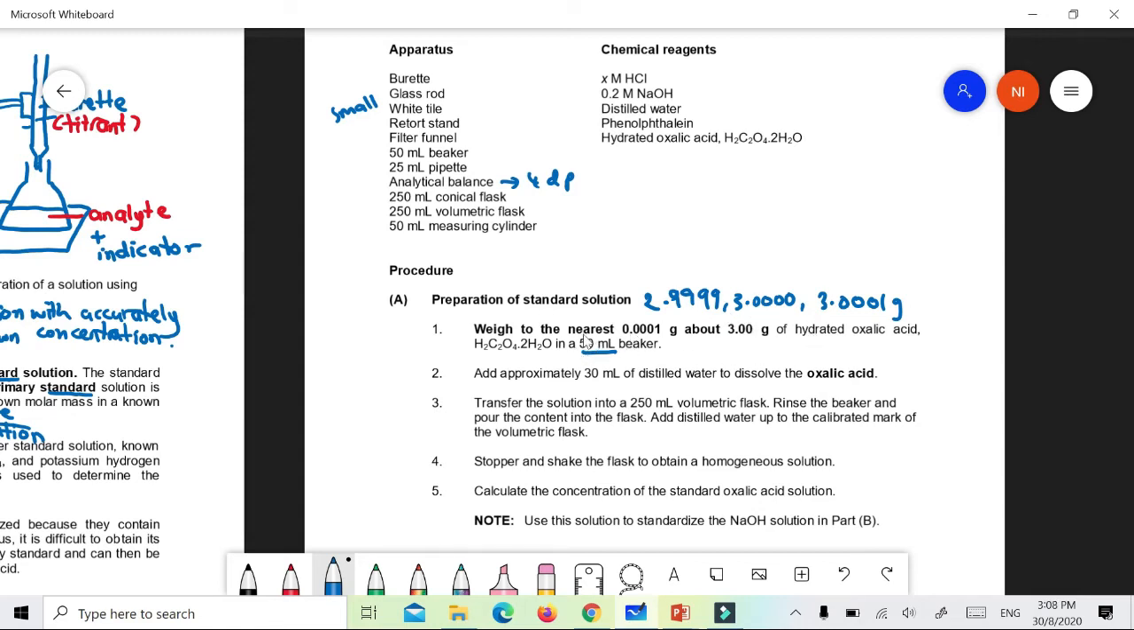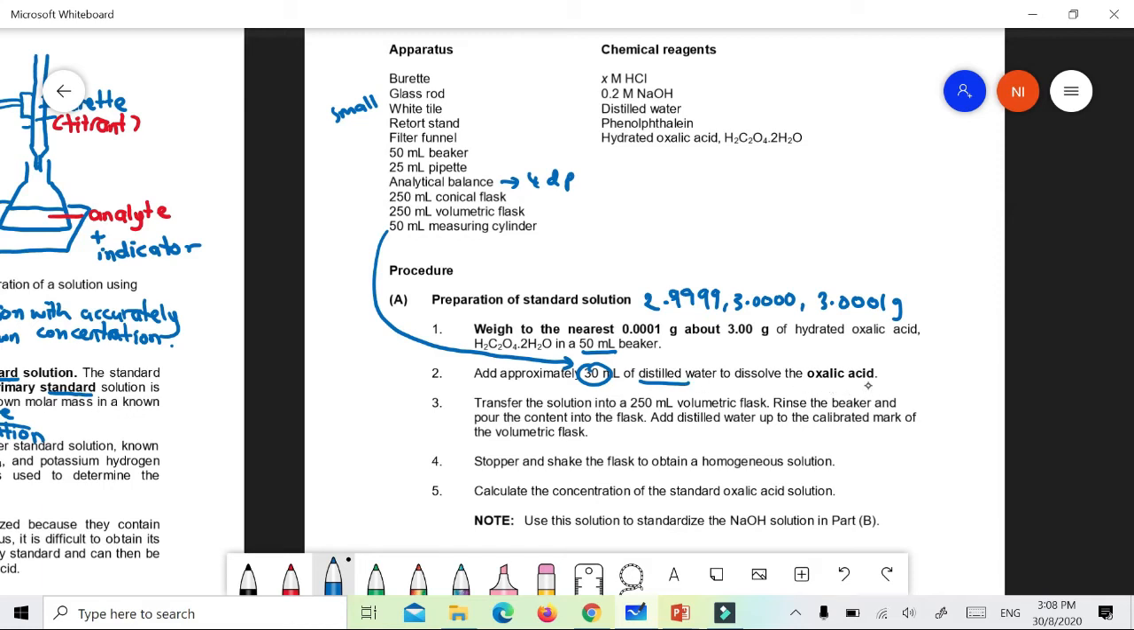Next, that means you have to weigh inside the beaker, not first weigh on filter paper and then transfer. No. You have to weigh that 50 ml beaker first, and then tare so the reading becomes 0, and then you add in your hydrated oxalic acid powder. Next, add approximately 30 ml of distilled water, not tap water, to dissolve the oxalic acid.